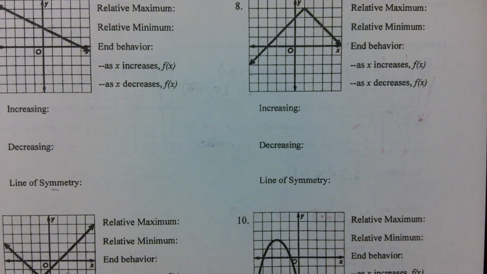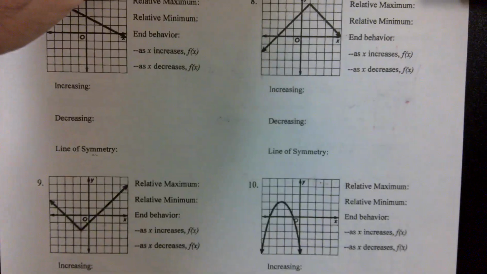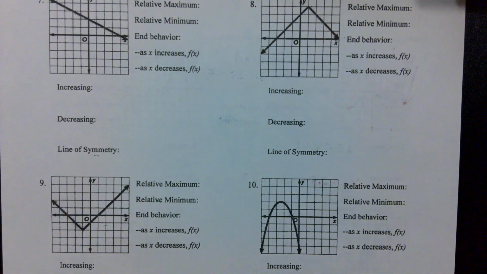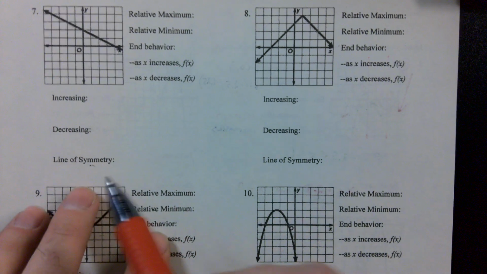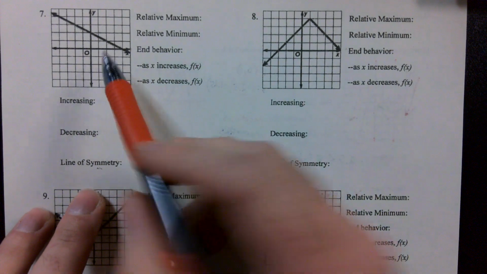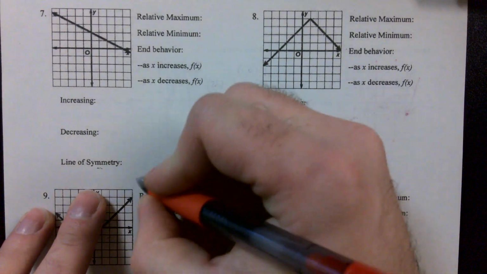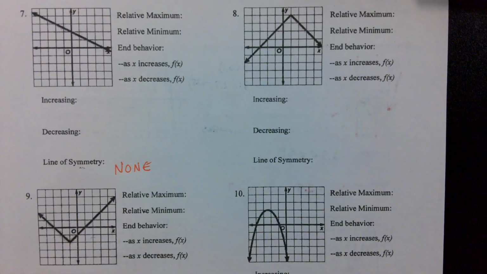Tyler? What if there's no line of symmetry? Great question. Flip to the back, everybody. 7 and 8, and then I'll let you go. You just write yes or no. Any question is fine. There's no bad questions. Okay, I'm pretty bad at explaining things sometimes. Does number 7 have a line of symmetry? No. I'm going to write none. Does number 8 have a line of symmetry? Yes. It does.